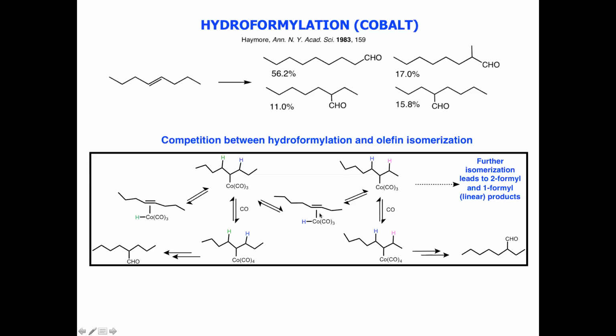Which itself then could undergo hydride insertion, and we could then go on down the line here to give the product with the formyl group at the 3 position. It could go backwards to go right back to here, or it could beta hydride eliminate the hydride that's at the 2 position, which is then going to give us a 2-octene ligand that's bound to cobalt.